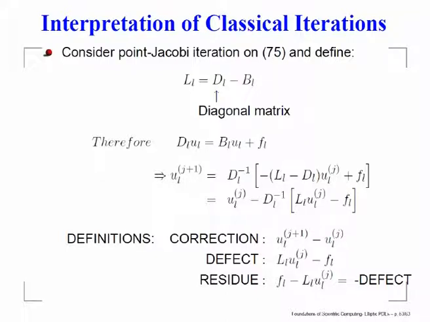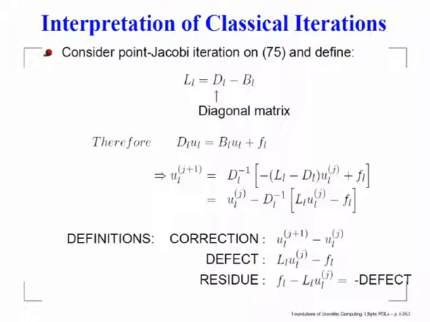So you write it down: B_L inverse, and B_L itself is nothing but minus of L_L, minus D_L. If I carry out this operation, this is the way point Jacobi iteration works: the new iteration level is nothing but the old iteration level value minus D_L inverse, which is your N inverse, into the defect. This quantity we call the defect. We have also defined something called the residue, which is nothing but minus of the defect.